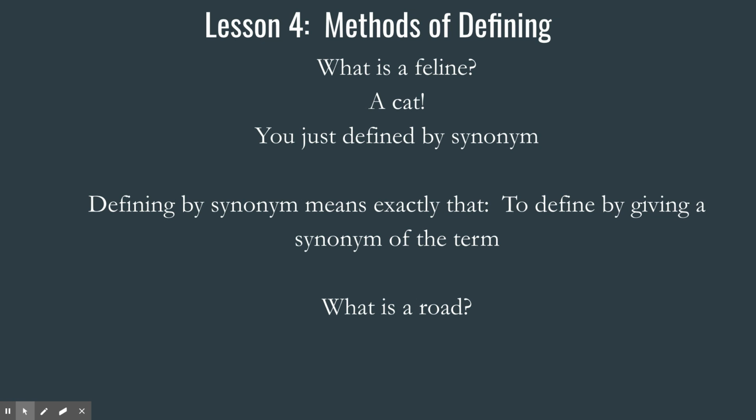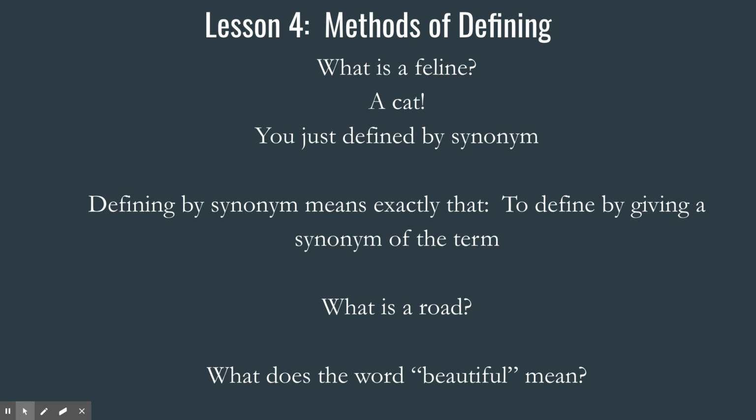So, for example, what is a road? A street. Okay? So he defined by synonym. He gave me a synonym of the word road. Now, that's perfectly fine. That's a helpful thing to do. Do another one. What does the word beautiful mean? Pretty. Okay. So I don't know what beautiful means, and so Anna has given me a helpful synonym. Pretty. Okay, I know what pretty means, so now I know what beautiful means.